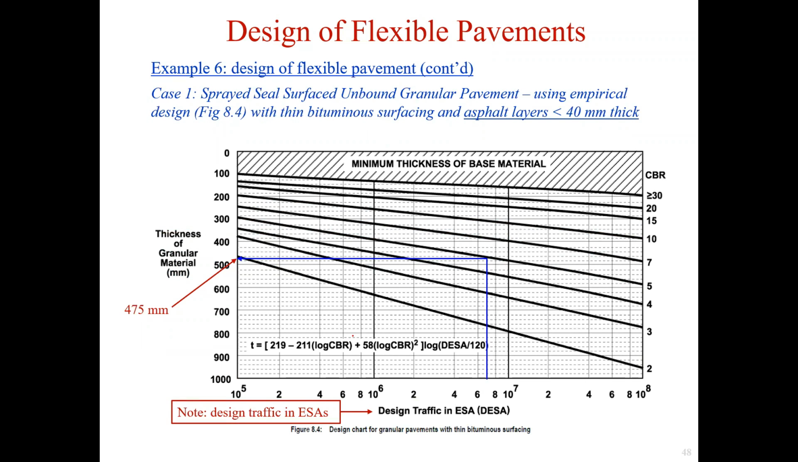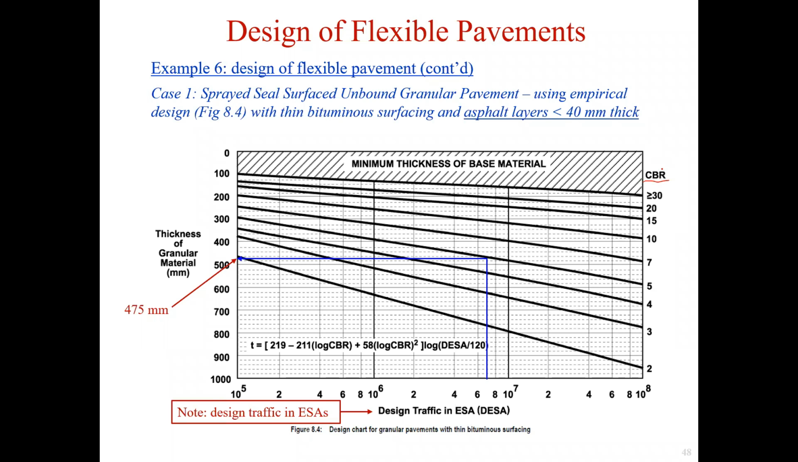For this empirical design chart, the design traffic loading on the horizontal axis is in ESAs. So you calculate the number of load repetitions in equivalent standard axles over the design period. The other factor is the thickness, which depends on the CBR or California bearing ratio of the materials that is going to be covered by the pavement. So it's shown on the right-hand side axis. Each of these curves here relates to a different California bearing ratio, so different strengths of the supporting layers.